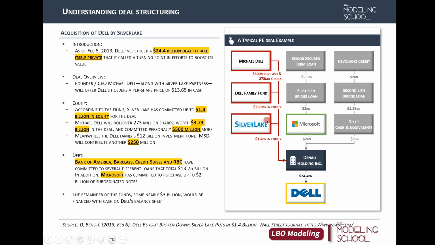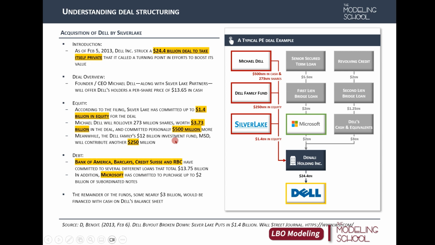Silver Lake Partners was the main investor in terms of equity. They invested $1.4 billion in equity. But Michael Dell and his family also participated in this deal as well. A huge portion of the deal was financed by debt. Bank of America, Barclays, Credit Suisse, RBC.